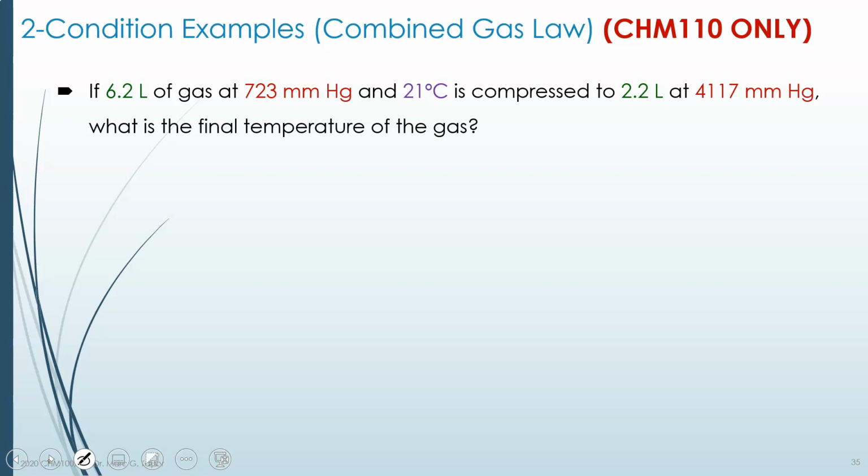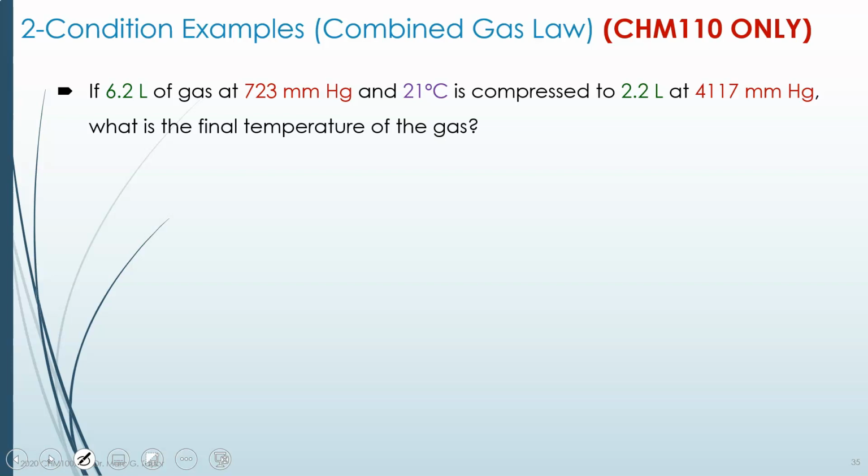And here's the last problem of this set. If 6.2 liters of gas at 723 millimeters of mercury, that's pressure, and 21 degrees centigrade is compressed to, okay, we know it's a two-step because something's changing, compressed to 2.2 liters at 4,117 millimeters of mercury. So we're changing both the volume and the pressure. And the question is, what is the final temperature of the gas?